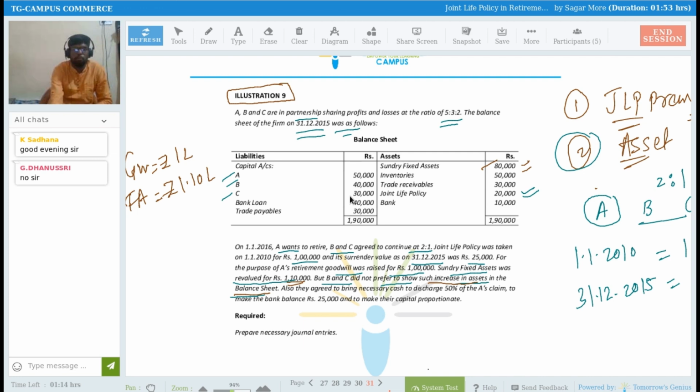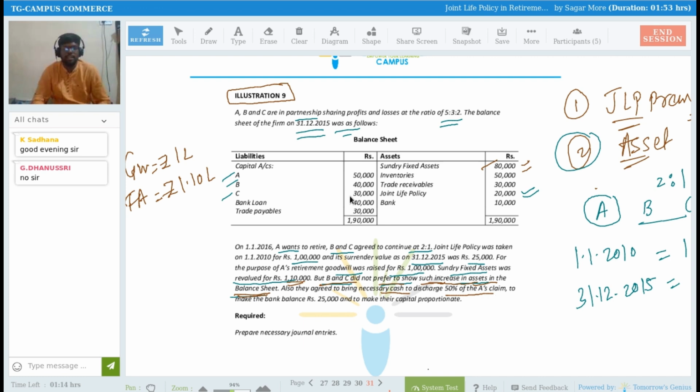See here, the sundry fixed asset was revalued at rupees 1 lakh 10,000, but B and C did not prefer to show such an increase in asset in the balance sheet. So yeah, they are not going to reflect in the new balance sheet. Okay, sir, understood. Also, they agreed to bring necessary cash to discharge 50% of A's claim.